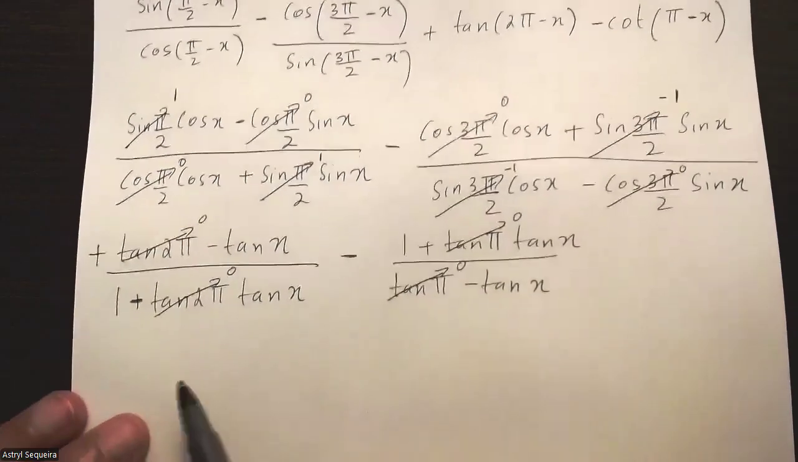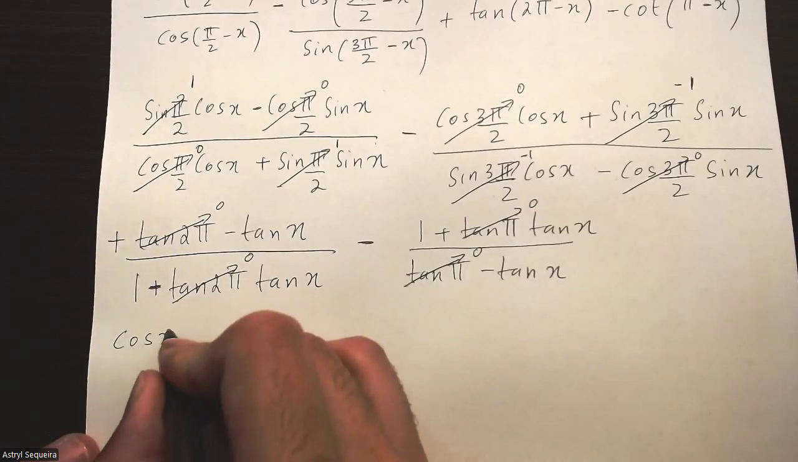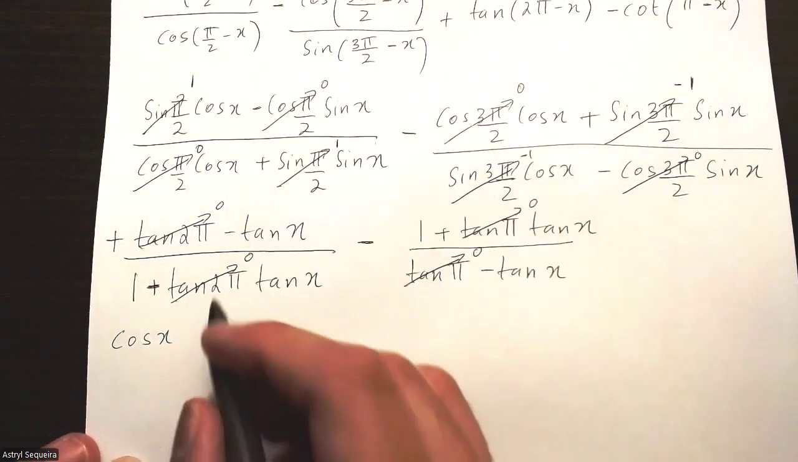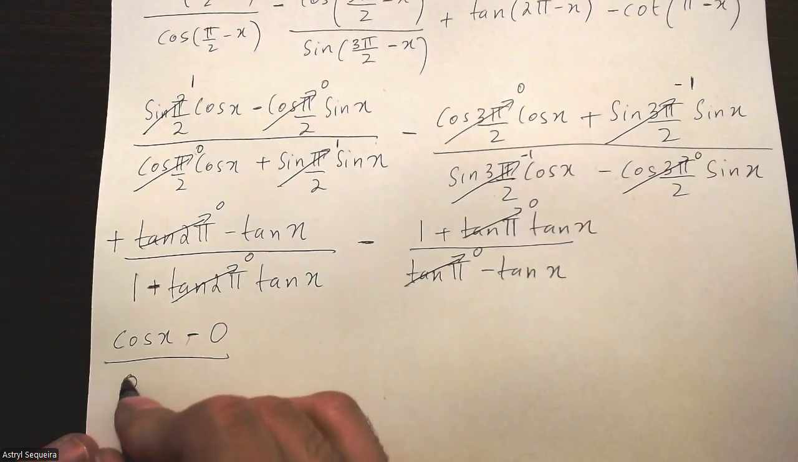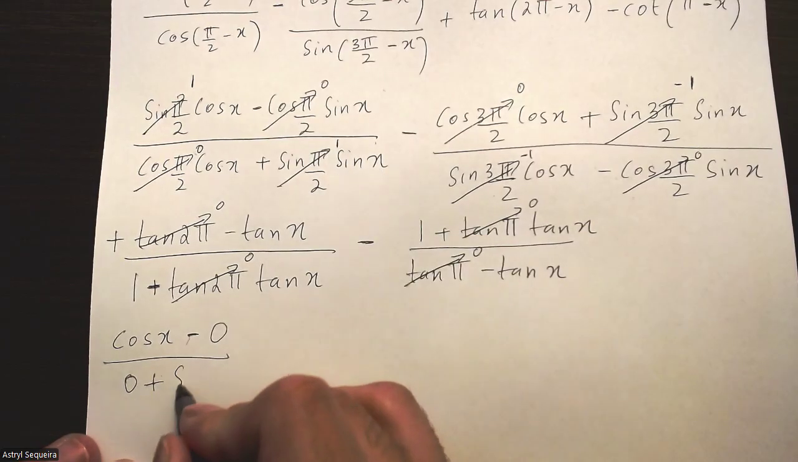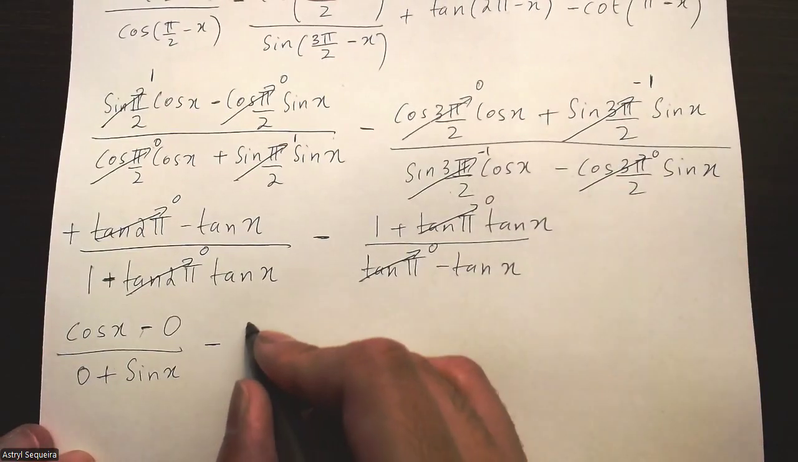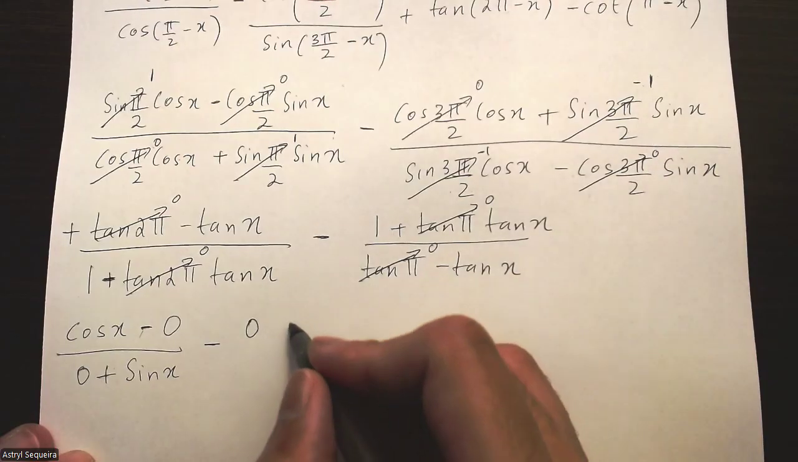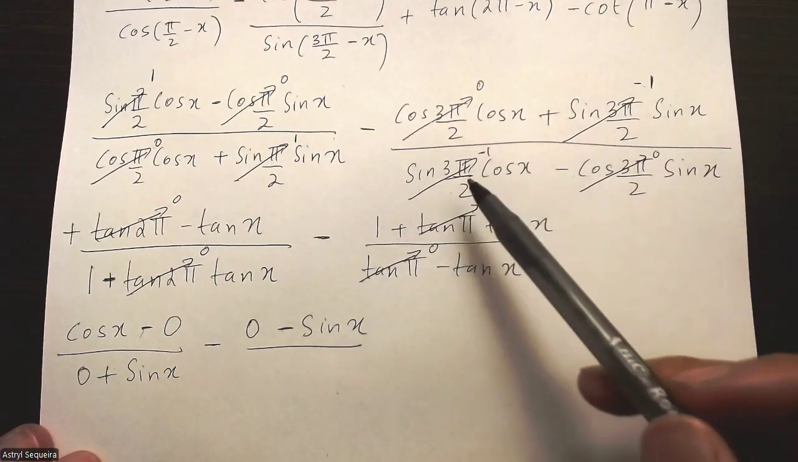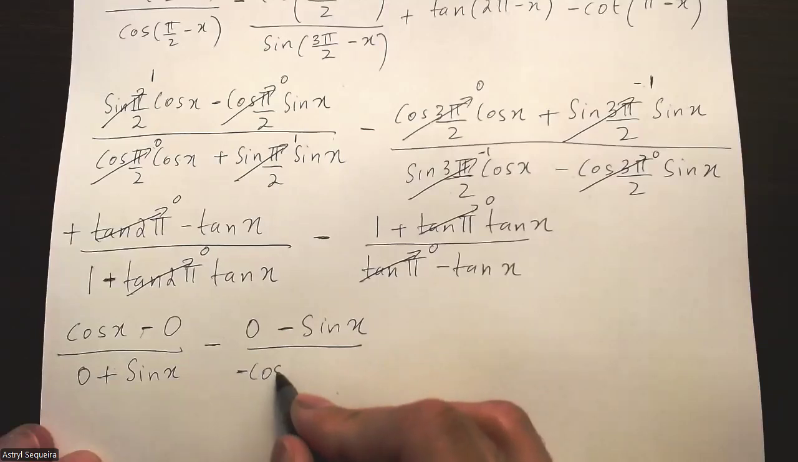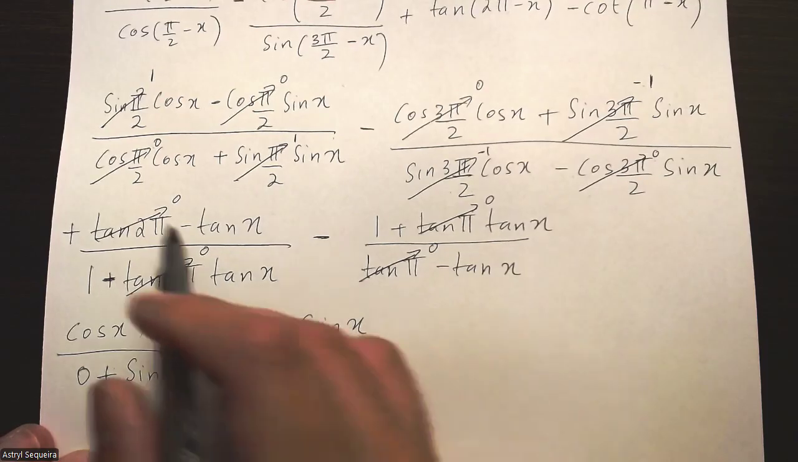And I'll just write this step a bit more neat on the next line over here. 1 times cos is just cos x. 0 times sine is just 0. To the bottom next. Now 0 times cos is 0. 1 times sine is sine. Go to the next one. 0 times cos is 0. Negative 1 times sine is negative sine x. And then negative 1 times cos is negative cos. And 0 times sine is 0. Go here.